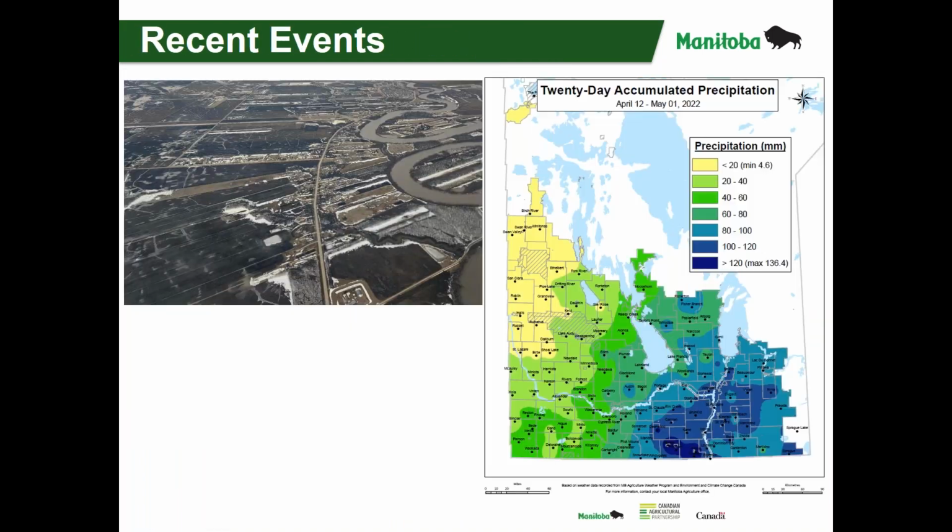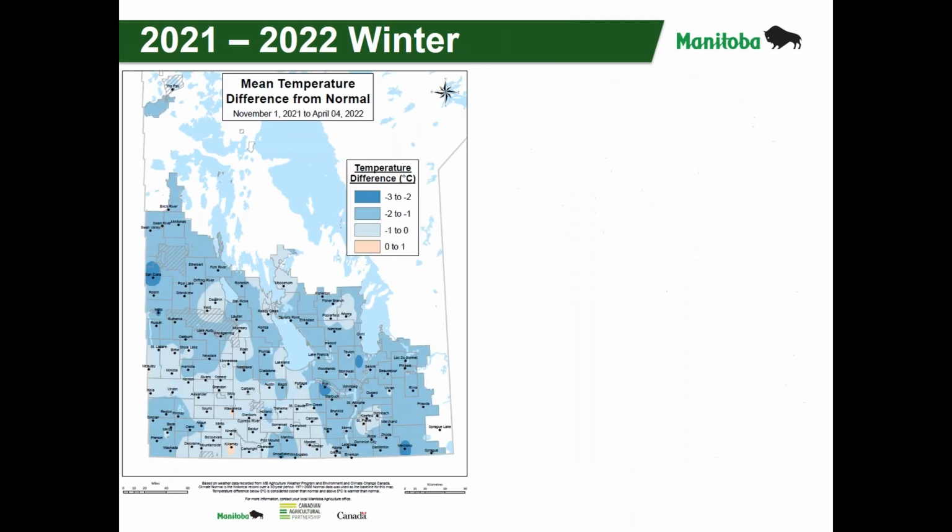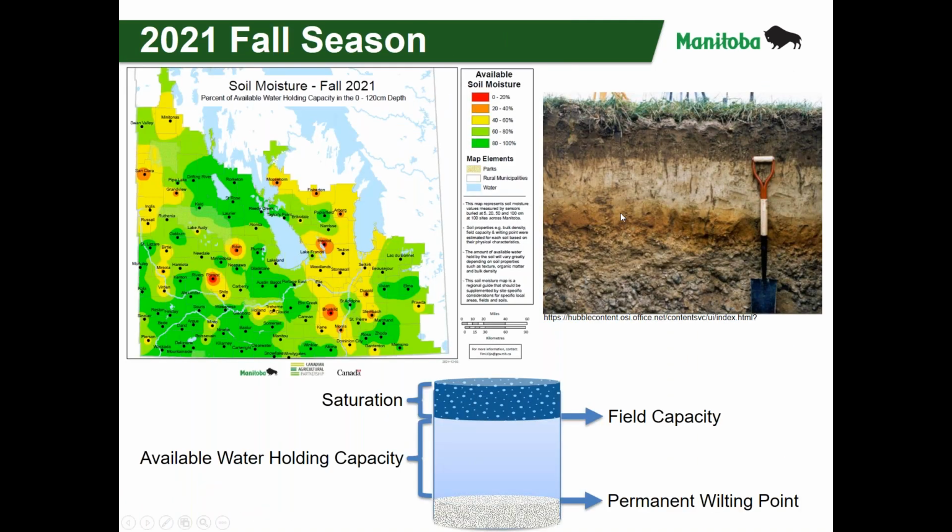If I can quickly just zoom to the fall soil moisture in the South. Yeah, in the Southwest, our fall soil moisture map shows that the Southwest did have 80 to 100% of water holding capacity. Now that's because the precipitation received in the fall mostly stayed within the root zone, but in the Red River Valley and in the Interlake, most of that precipitation likely either did not stay in the root zone and simply went down to groundwater.